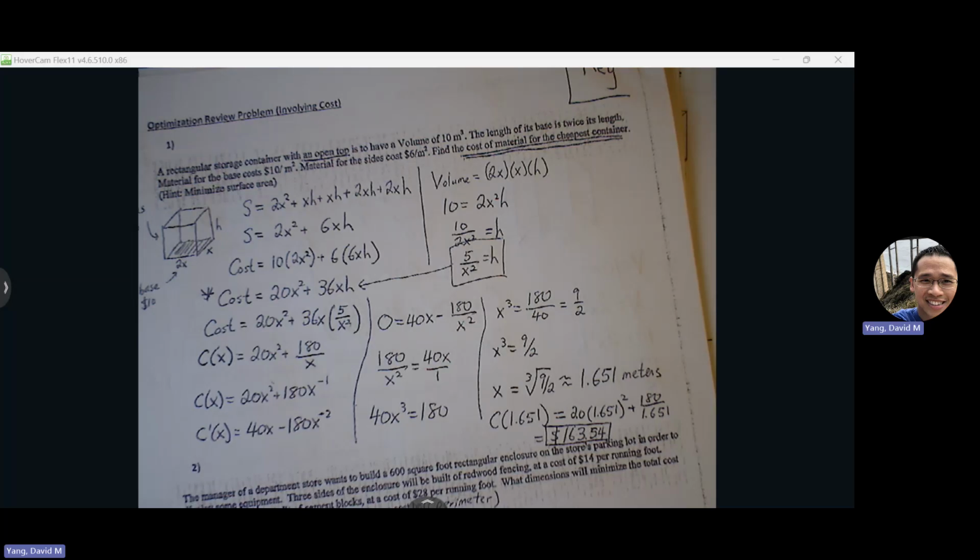If we're looking for maximum, it wouldn't be cost. If we're looking for maximum, it would have to be something like volume. But the process is the same. If that's the case, then you're trying to get your volume equation down to one variable, derivative, set equal to 0.